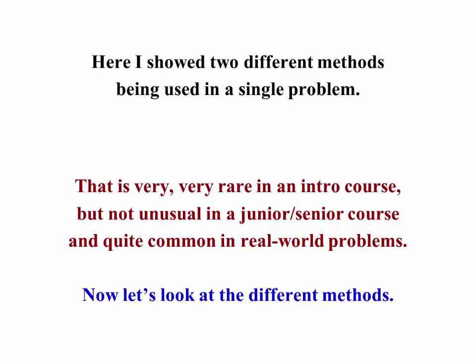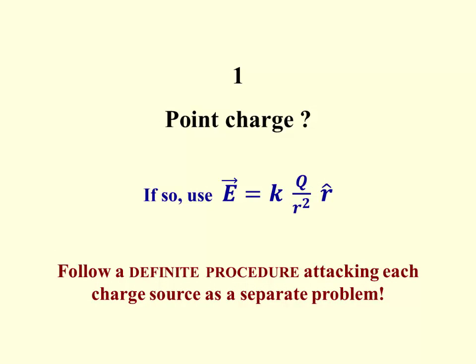Now let's look at the methods used to do a particular thing. The first thing you want to ask yourself is: is it a point charge? If so, the vector field E is kq over r squared r hat.